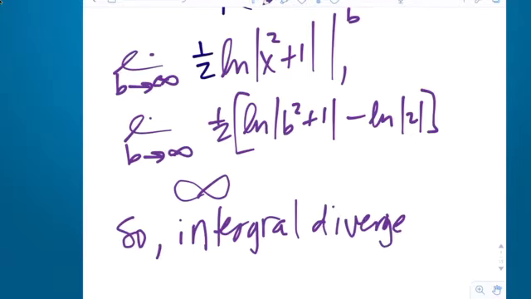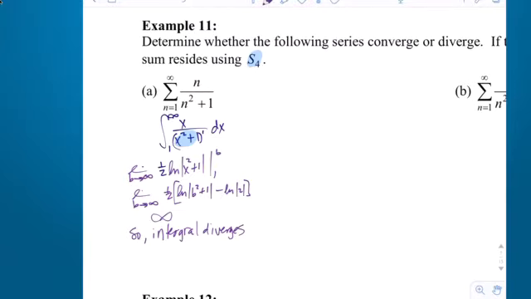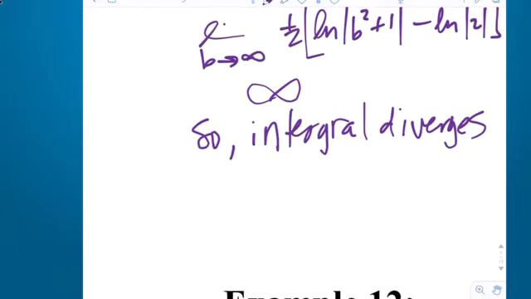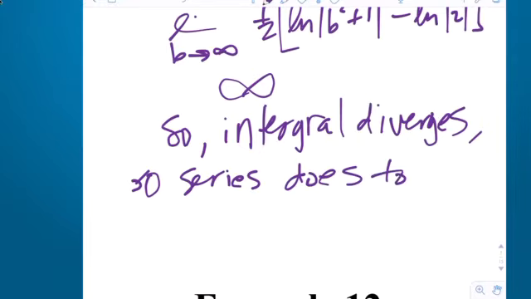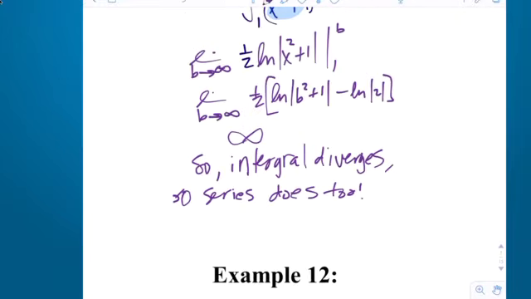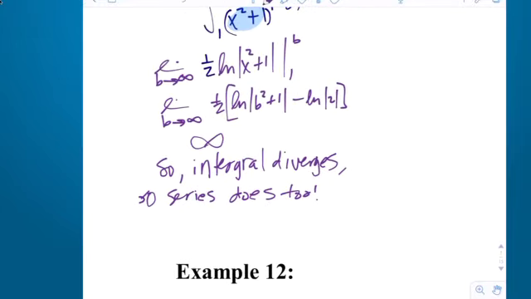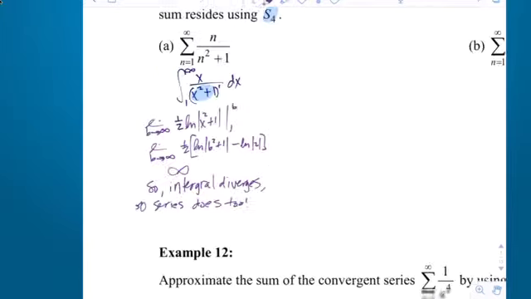And what does that mean then for the series? Yeah, so the integral diverges, so the series does too. They have the same behavior. Now, is there any point in trying to figure out what the partial sum is and how close it is to the actual sum? Not if it diverges.